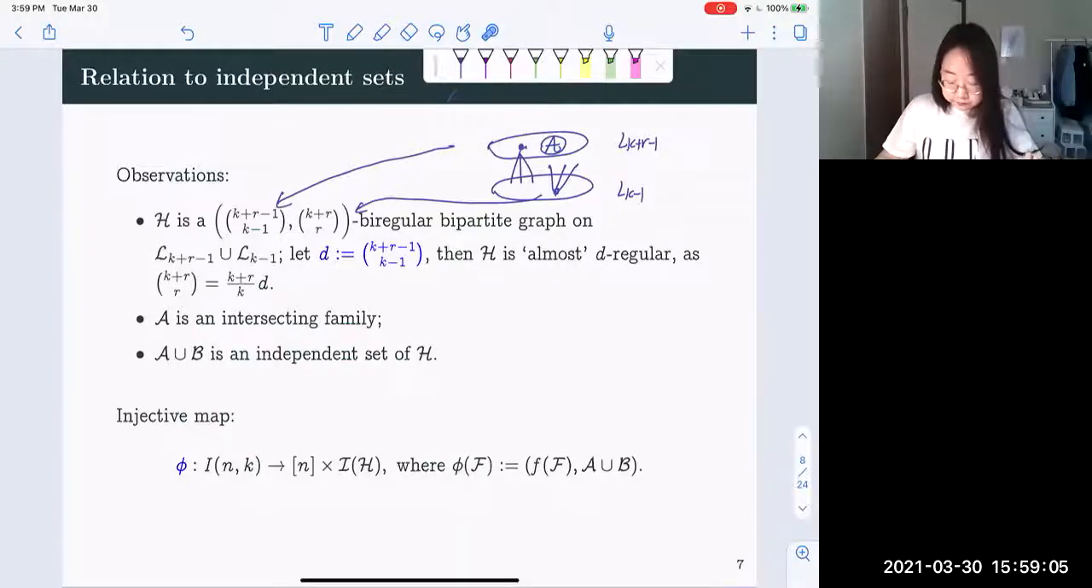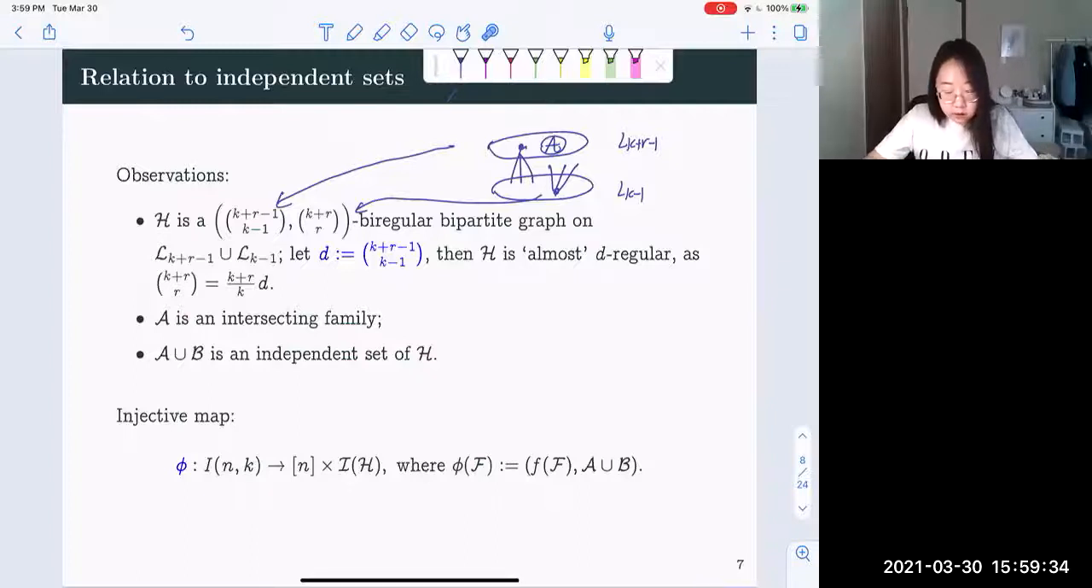Okay, so once I have this, in particular, the number of independent sets will give an upper bound on the number of intersecting families. But they are not actually equal, because whenever you take an independent set, it's not always the case that this A part is an intersecting family. So this is actually a larger class, but it's enough to give a very nice upper bound.